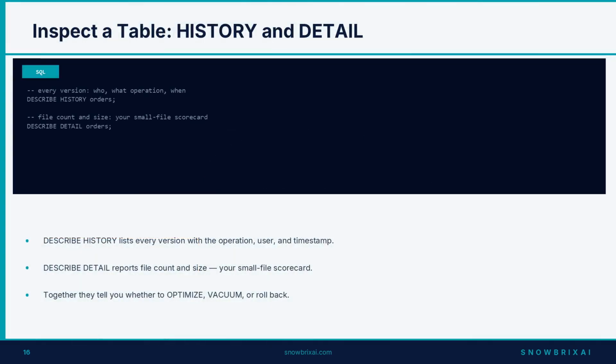Before you optimize or roll back anything, you need to see inside the table. Two commands do that. First, DESCRIBE HISTORY orders. It shows every version, who changed it, what operation ran, and when. Second, DESCRIBE DETAIL orders. It gives you file count and total size. That is your small file scorecard right there. Together, these two answer the only question that matters: should I optimize, should I vacuum, or should I roll back? When in doubt, describe first, then act.